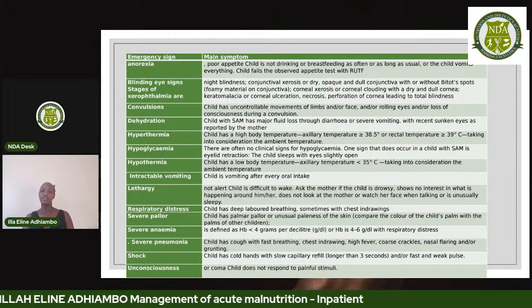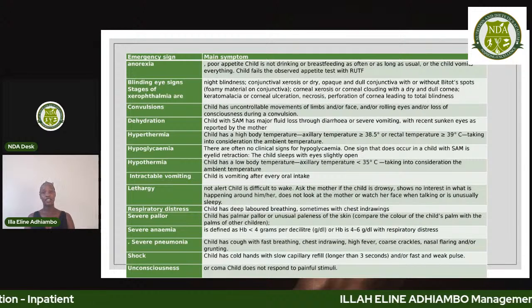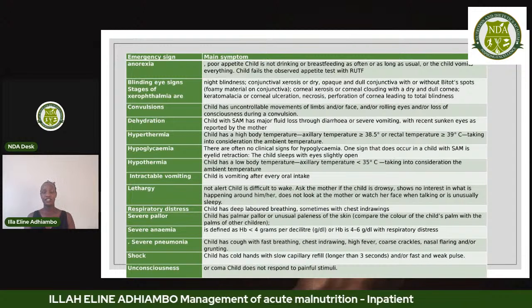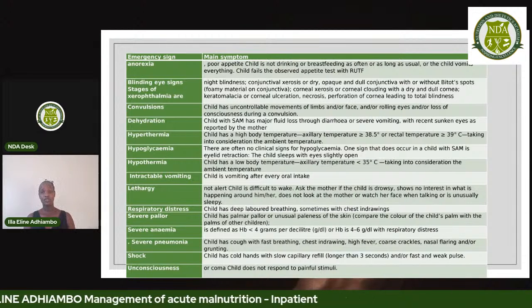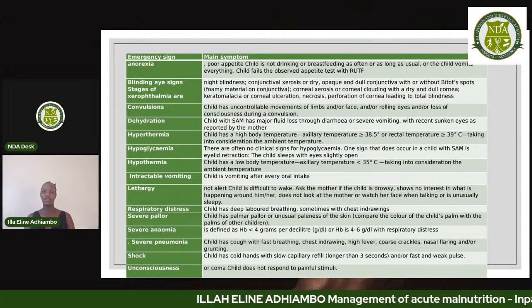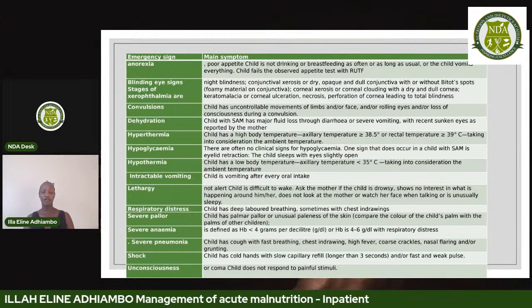So the emergency signs are anorexia. You have the child take an appetite test. Give them some plumpy nut, for instance, and see if they'll eat. See if the child is drinking. If it is a child who's breastfeeding, are they breastfeeding adequately? So you assess all this to see signs and symptoms of anorexia. If the child fails the appetite test, this child is a candidate for admission in the hospital.